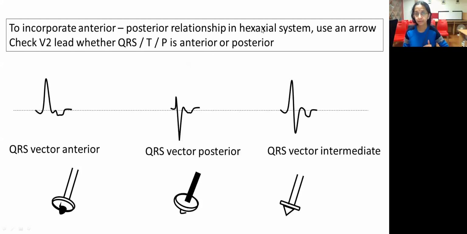We were talking about the P wave. So if the P wave is positive in lead 1 and V2, we know that the P wave vector is primarily anteriorly directed. So this is an additional understanding compared to the understanding that the P wave is directed inferiorly and leftward. It also has an anterior axis.